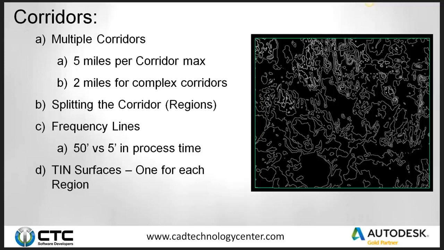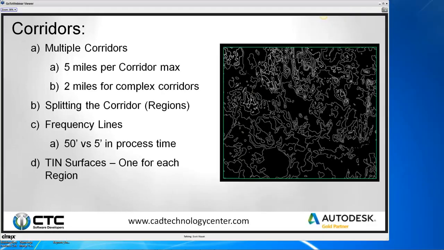5 feet. Set it down to 5 feet, set it down to 1 foot when you're ready to do quantities. We've done tests setting a 3-mile corridor up with 50-foot frequency lines, doing a regen, and then doing the same regen when the frequency lines are at 5 feet. 6 times quicker at 50 foot. Well, yeah, it took 43 seconds instead of 2 minutes to regen it. Hey, that's not that bad.